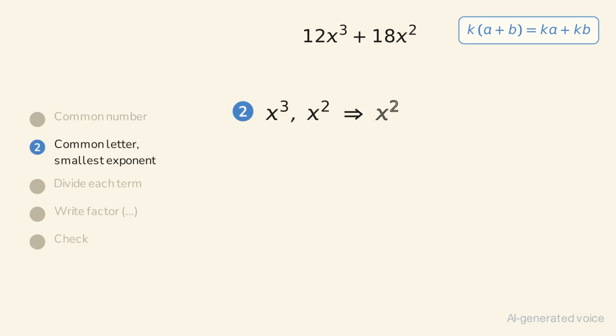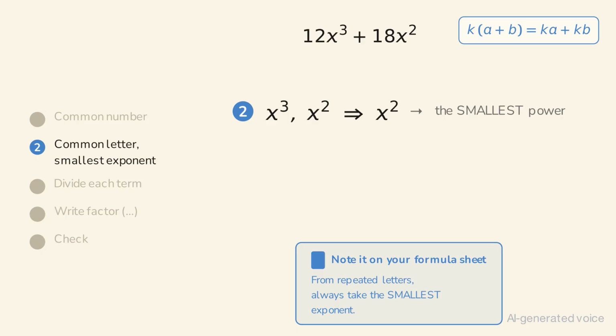Now the letter. X is in both terms, cubed in one, squared in the other. We keep the smallest exponent, x squared, because that one fits into both. Noted on your formula sheet, from repeated letters. Always take the smallest exponent. So we put the number and the letter together. The common factor is 6x squared. Keep it, because we'll divide with it.